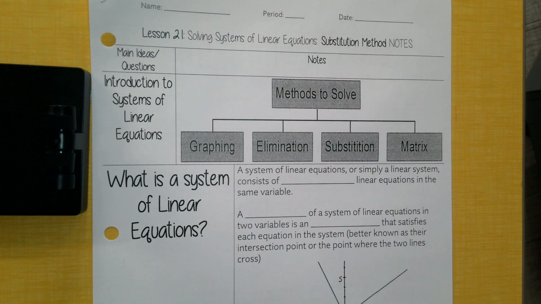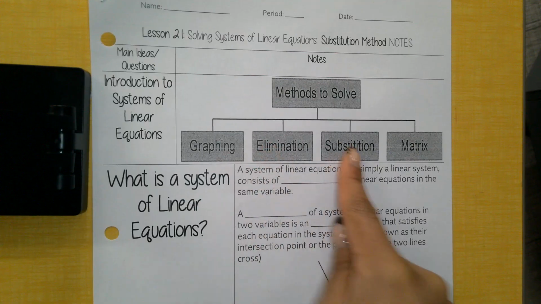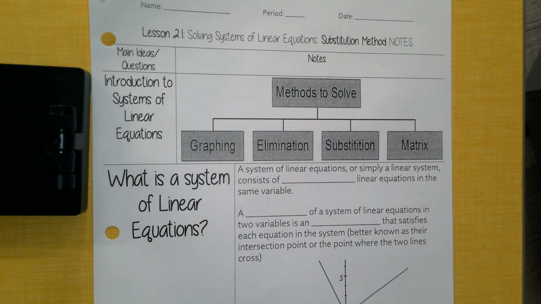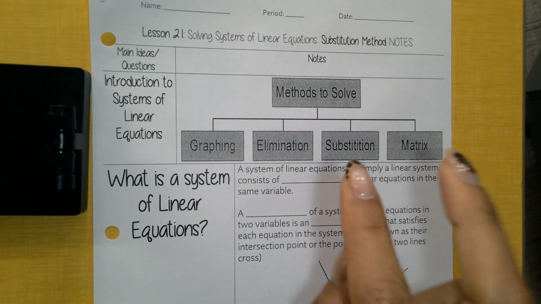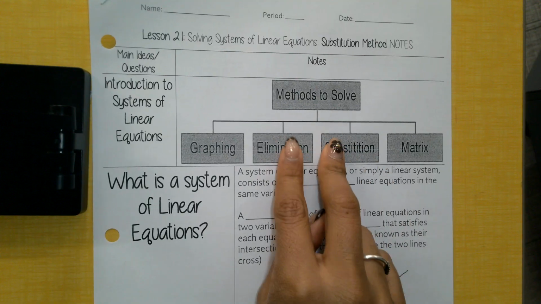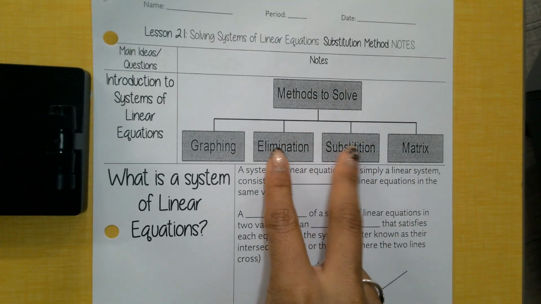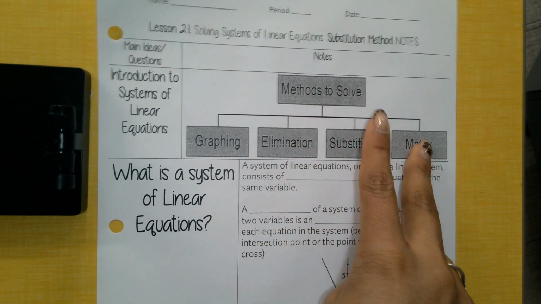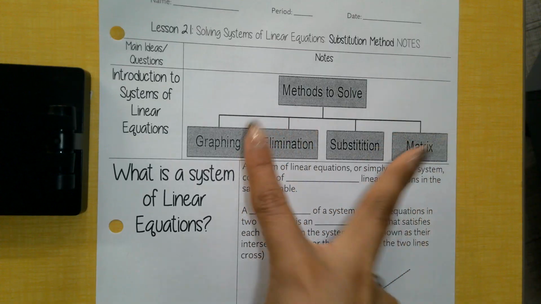Right, so solving systems of linear equations, we're going to be looking at substitution methods. We have 4 different methods to solve systems of linear equations. We're going to be looking at substitution and elimination this week, and then you're going to take a test over those 2. Then we're going to do matrix and graphing, then you take a test over those 2.